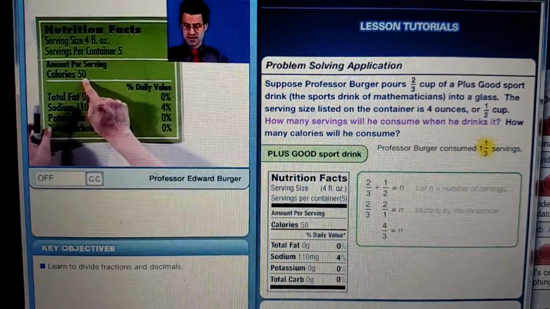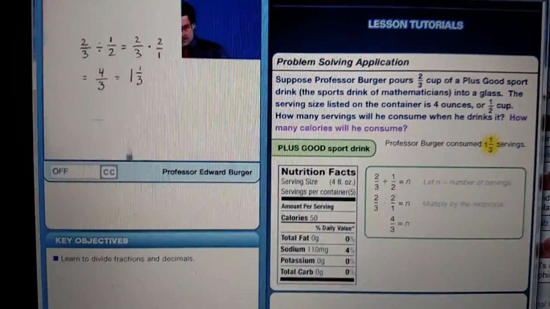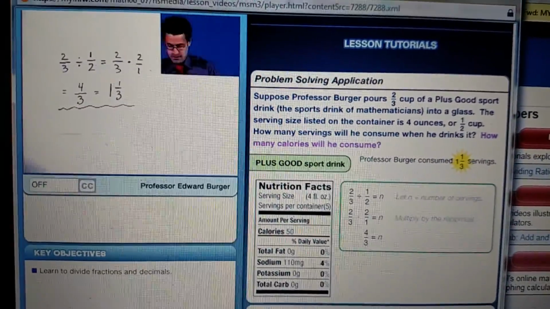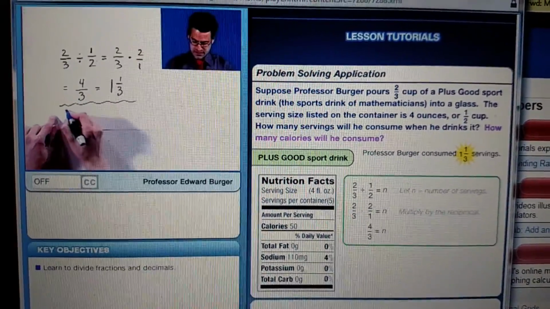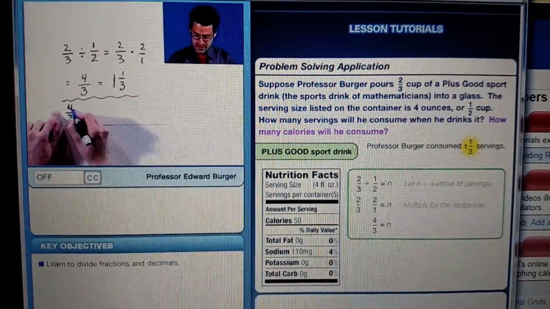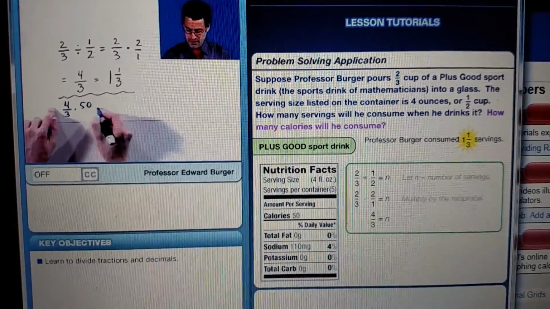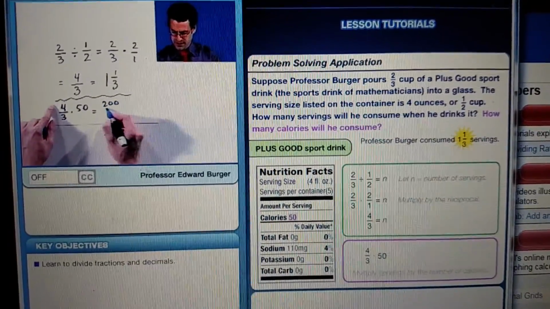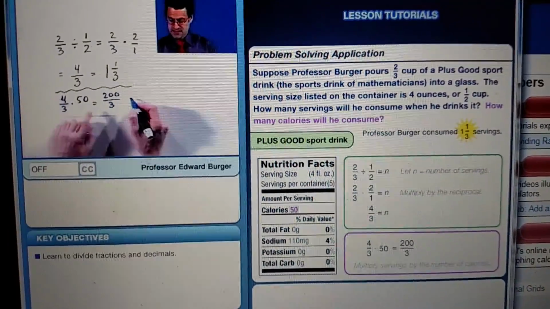If you look back on the back of the bottle, it says 50 calories per serving. So how many calories did I consume? All I've got to do is take the number of servings and multiply it by 50. If I take the number of servings, 4/3, and multiply it by 50, I get 200 divided by 3. That's how many calories.